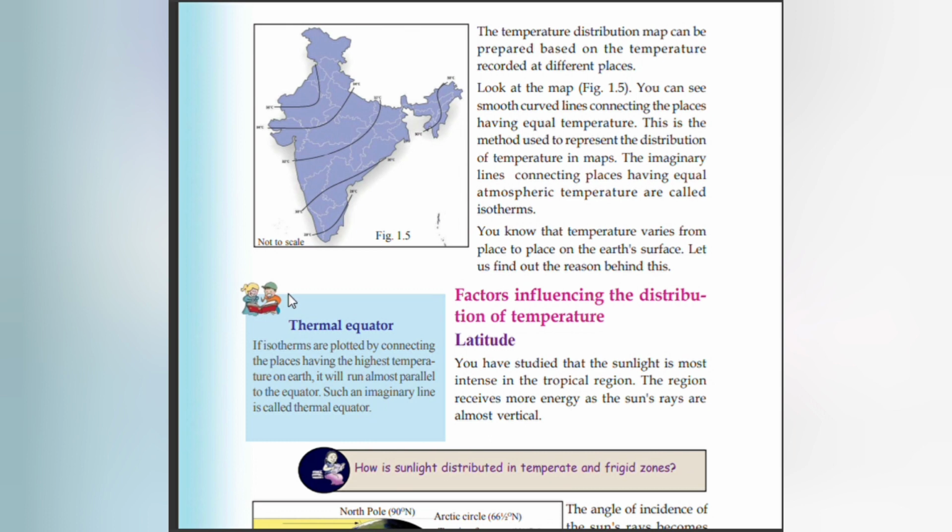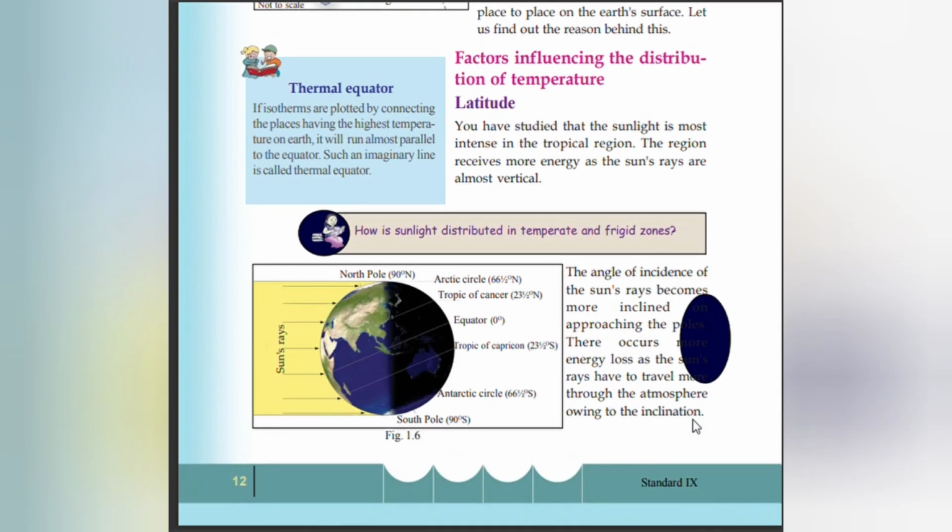Thermal equator. If isotherms are plotted by connecting the places having the highest temperature on Earth, it will run almost parallel to the equator. Such an imaginary line is called the thermal equator. We have studied that the sunlight is most intense in the tropical region. The region receives more energy as the Sun's rays are almost vertical.